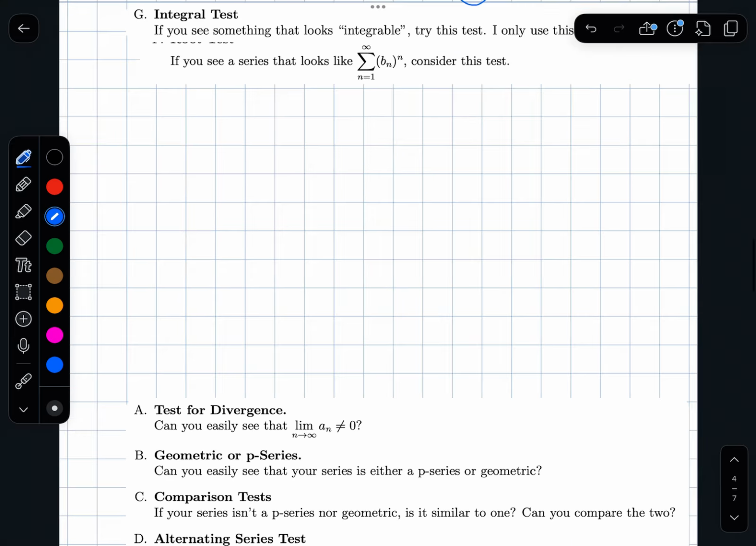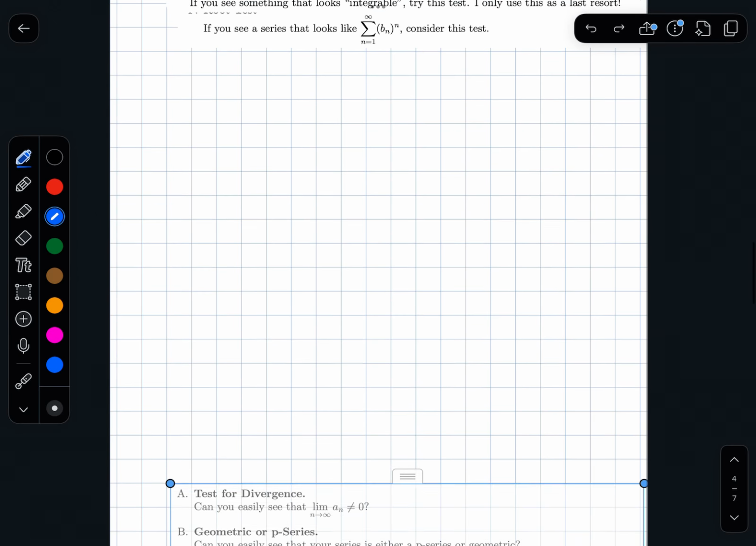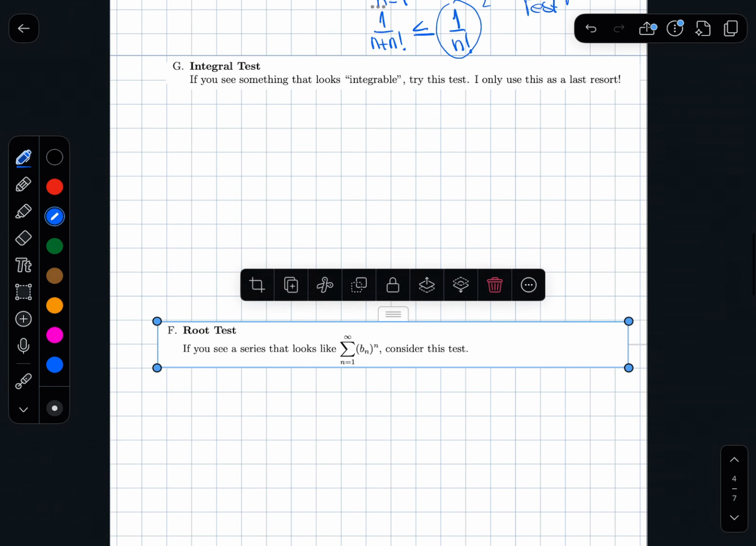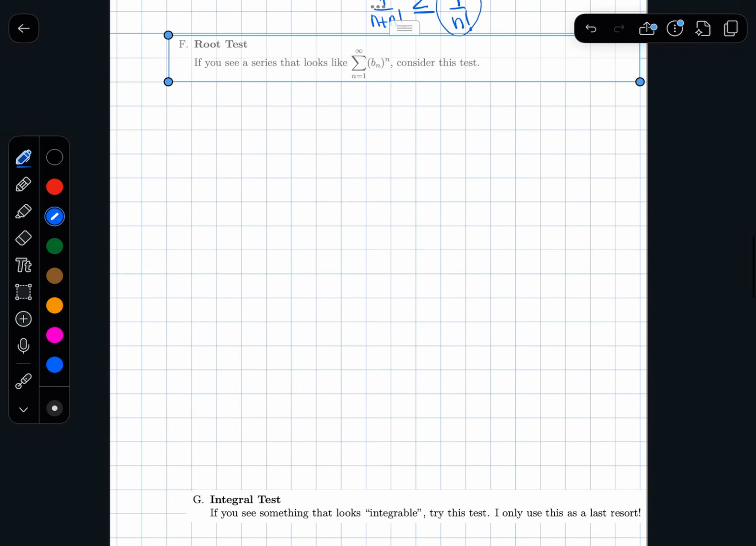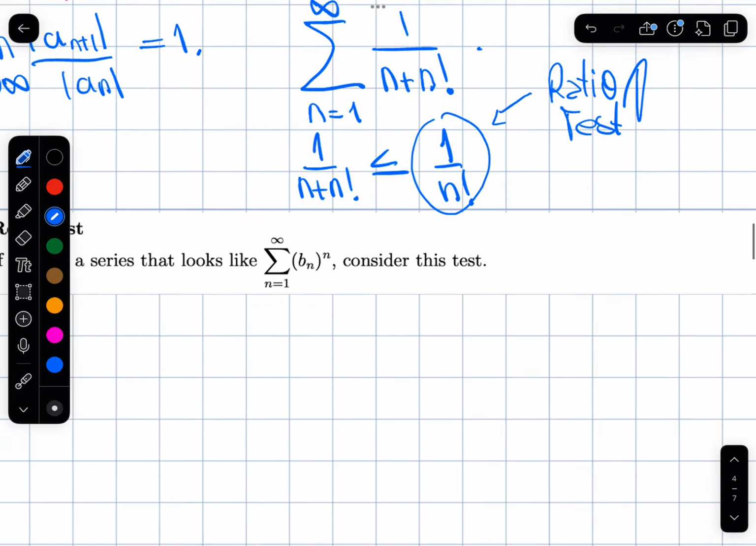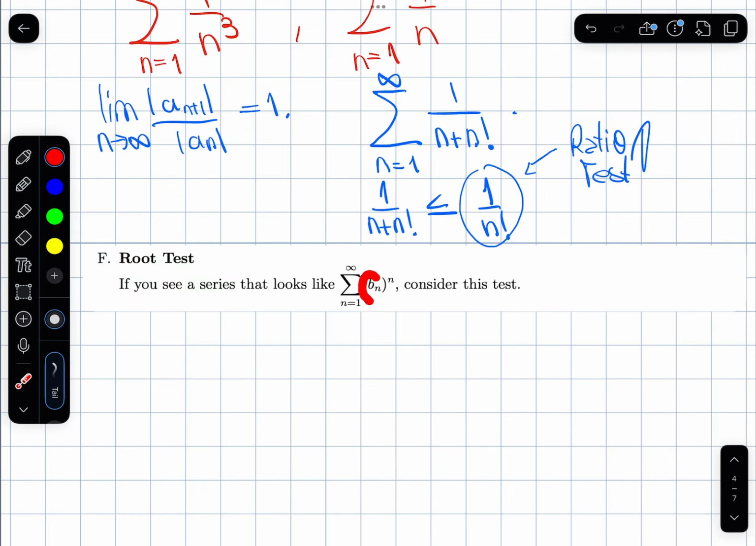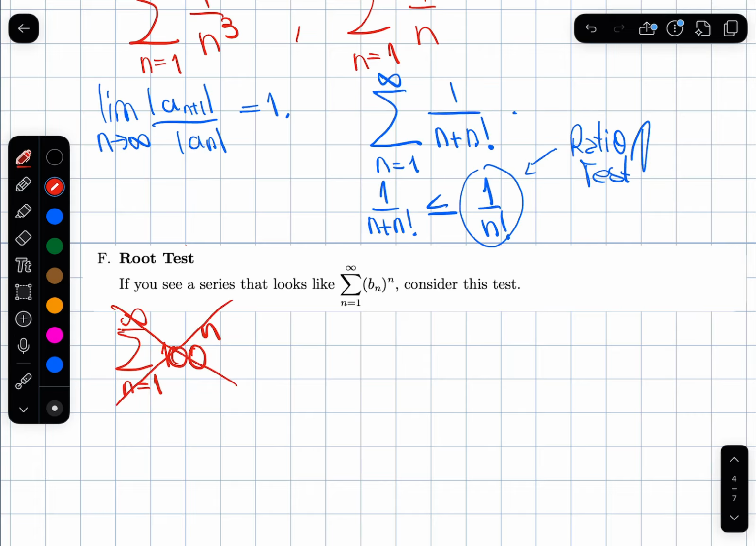I have the root test a little lower. Let me organize myself a little bit in terms of space. We're almost done with all the tests. Before I try the integral test, I would try the root test. And whenever I see something that looks like this, like I said, some b_n to the power n, I would consider this test. So not just something to the power n. So if I see something like 100 to the power n, or even 1 over 100 to the power n, I would not use the root test here because that is a constant to the power of n.